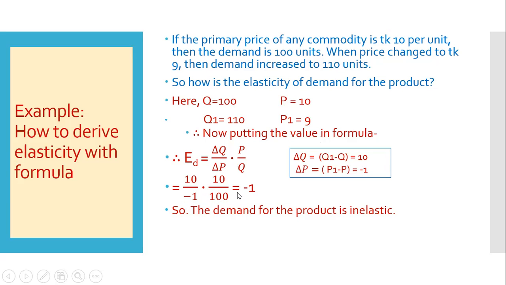10 over 100 times 10, the 10s cancel out, and only minus 1 is left. So the result is minus 1, which in magnitude is smaller than 1, that means inelastic. So we can say the demand for the product is inelastic, and so we can say the product is a necessary good, a good of necessity. In this way, we have to find out the answer and reach a decision.